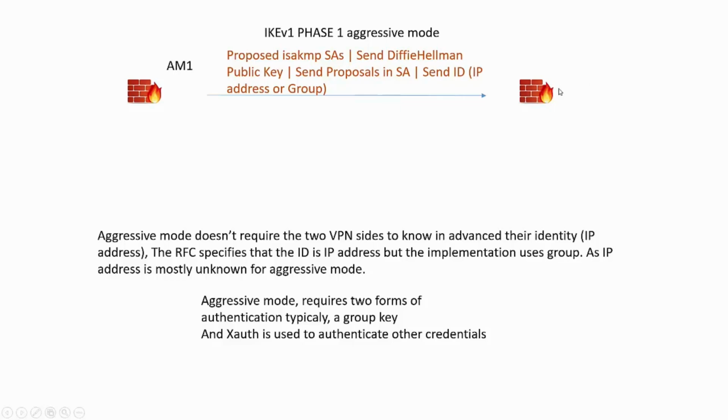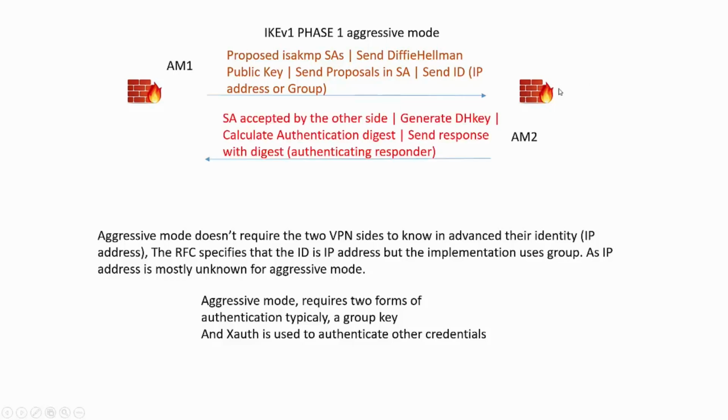If the responder accepts the proposal, then it's going to generate the Diffie-Hellman private and public key. It will then calculate the authentication digest, which basically validates the authentication of the client that initiated the connection. It is going to send the response with the digest. And the digest, basically, is a hash function to validate the authentication. And then it's going to send it to the initiator.